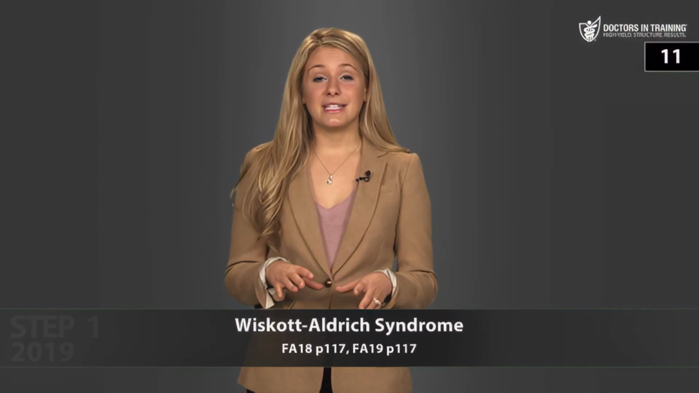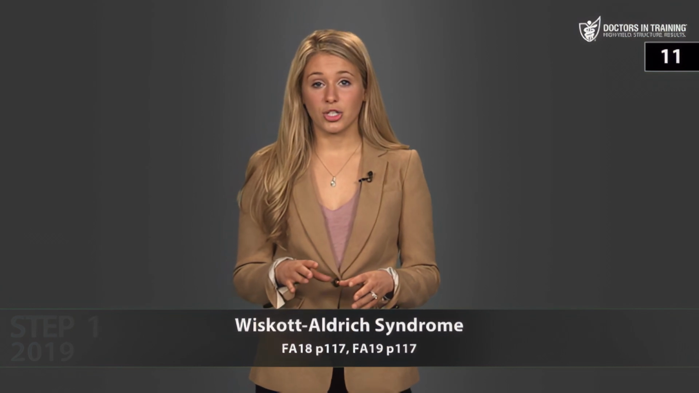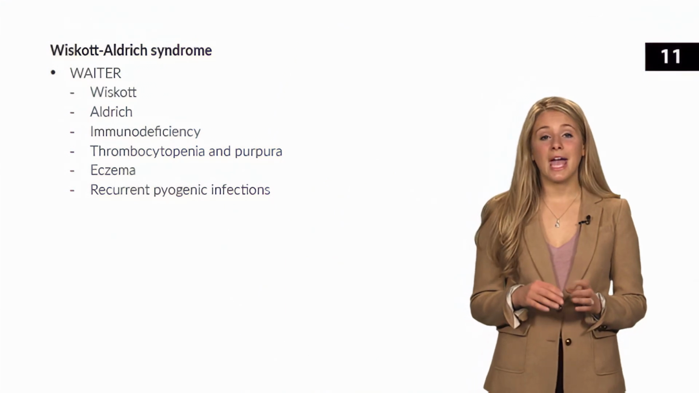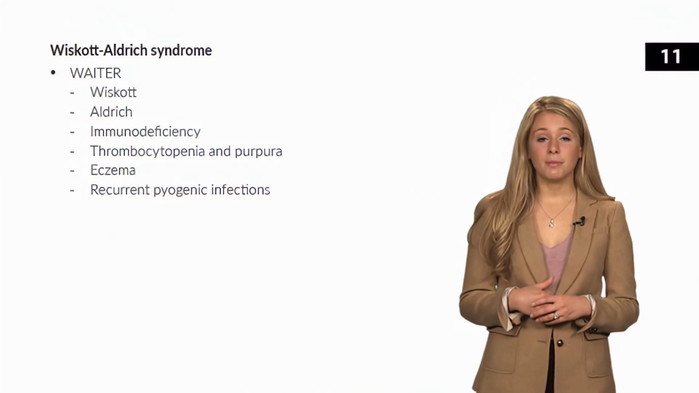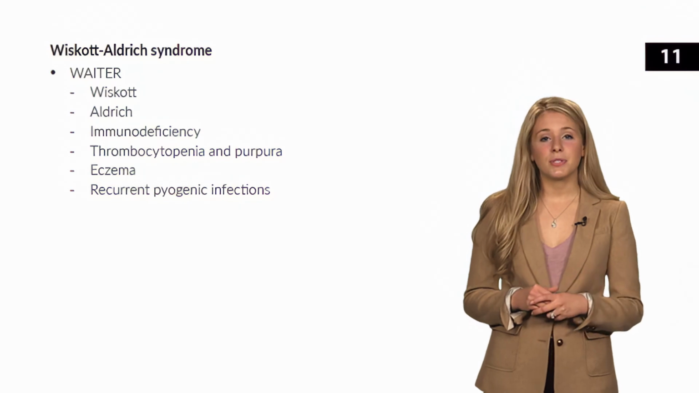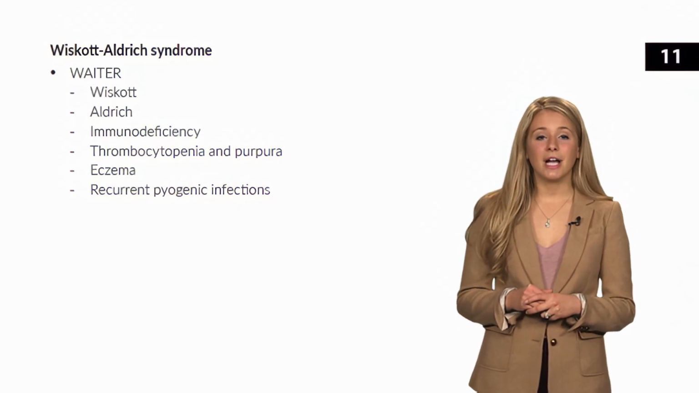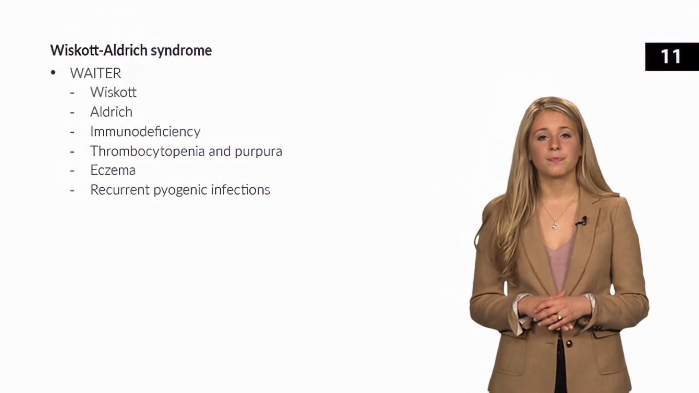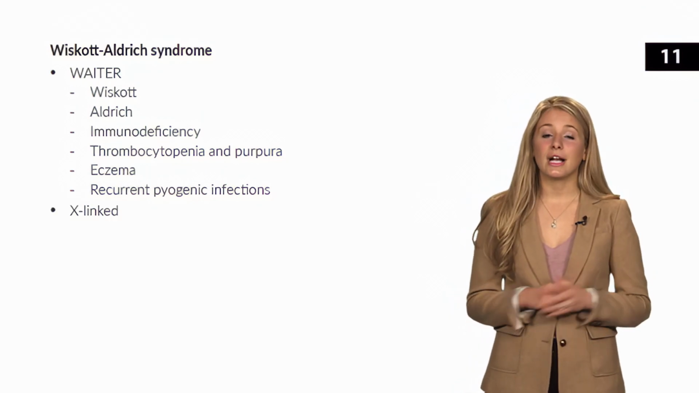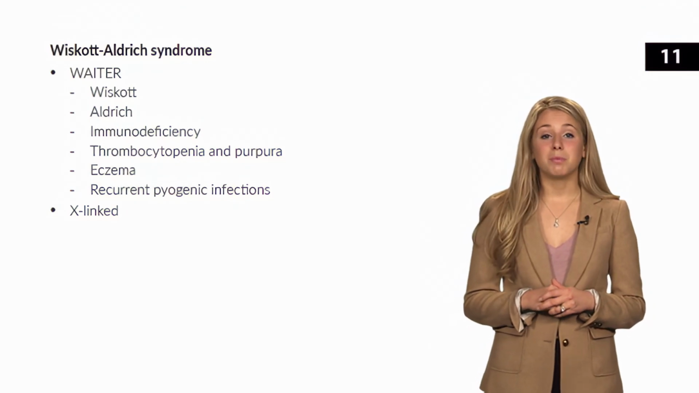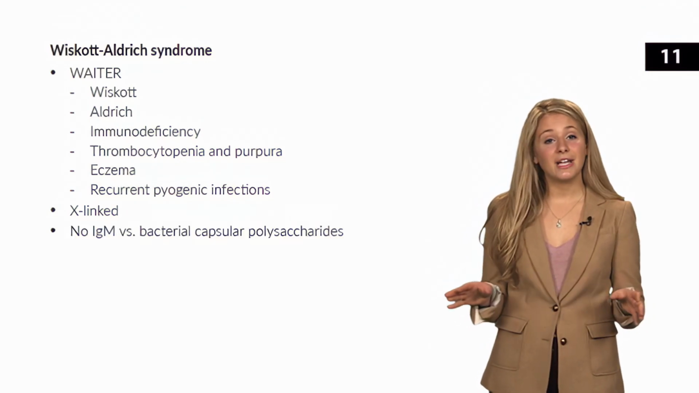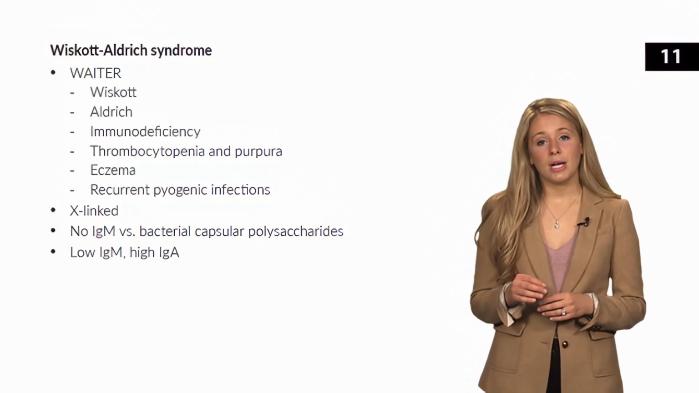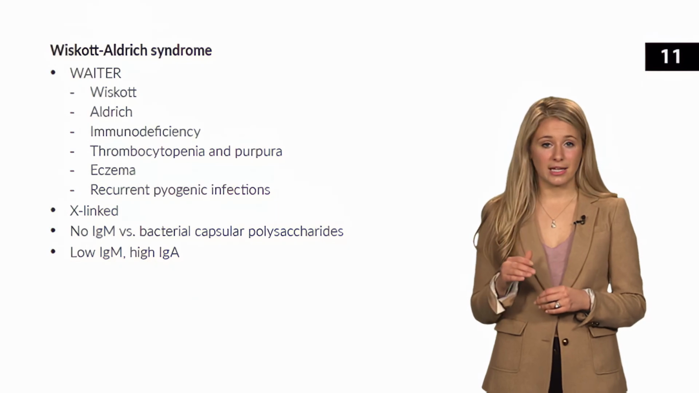Another combined B and T cell deficiency is called Wiskott-Aldrich syndrome, and the mnemonic for this one is the word waiter. W and A are for Wiskott-Aldrich, I for immunodeficiency, T for thrombocytopenia and purpura, E for eczema, and R for recurrent pyogenic infections. Wiskott-Aldrich is another X-linked disorder, so this will affect boys, and these boys don't have any IgM against bacterial capsular polysaccharides. They have low IgM levels and high IgA levels.